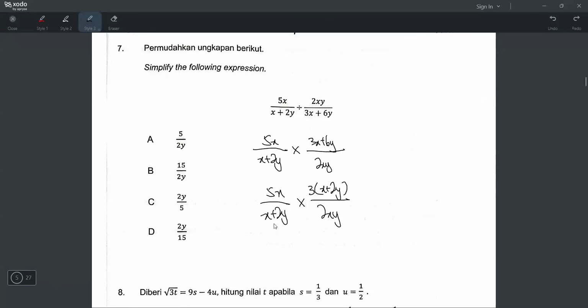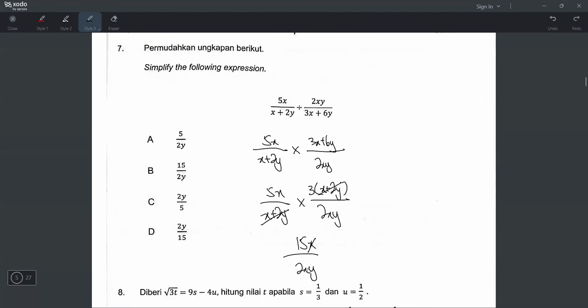So when you do top times top, bottom times bottom, that means the top and bottom that are the same can be cancelled. So this one and this one can actually cancel, because everything is connected by multiplication now. So it's like something times something times something over something times something. When everything is multiplication, you can cut it like this. So now you're just left with 5x times 3 on top, which is 15x, and then 2xy left down here.